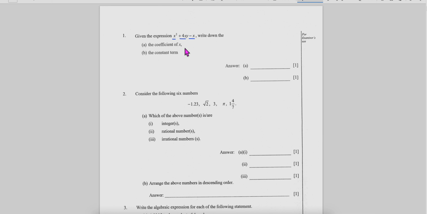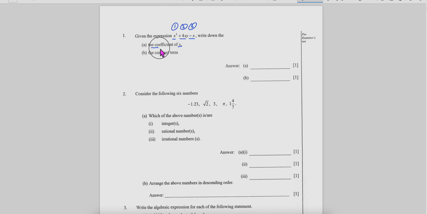So in this expression, you have three terms. 1, 2, 3. Okay? The first term is x to the power of 2, that is x squared. The second term is plus 4xy. The third term is minus x. Okay? So they say write down the coefficient of x.